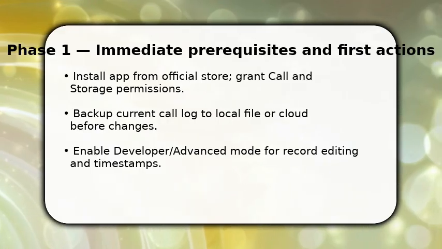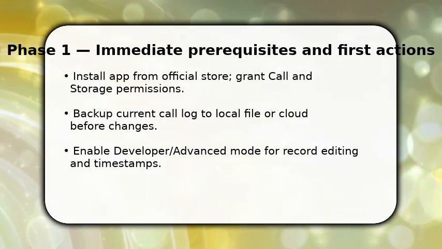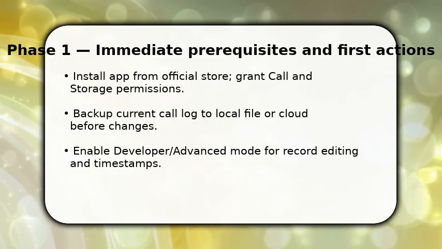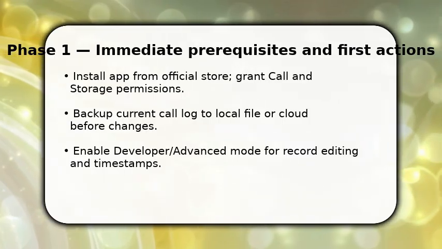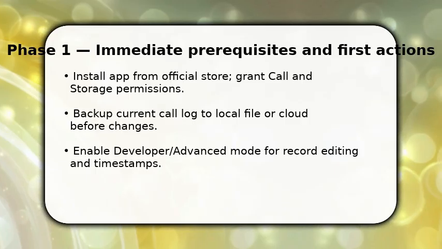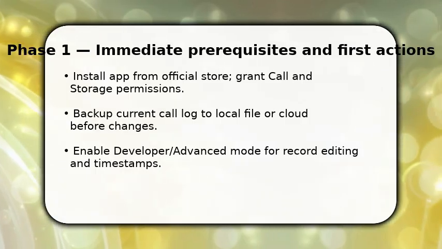Make sure to enable developer or advanced mode inside the app so you can edit timestamps and metadata. Now you're ready to open a single entry and perform the first edit: change label, number, or timestamp.